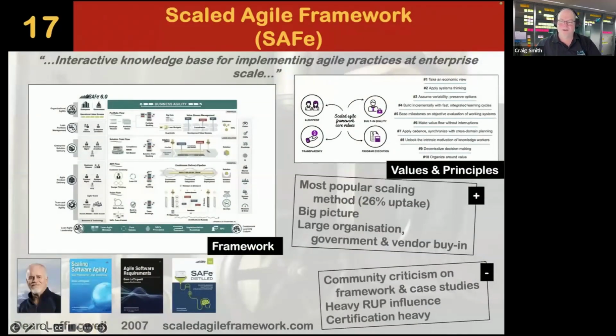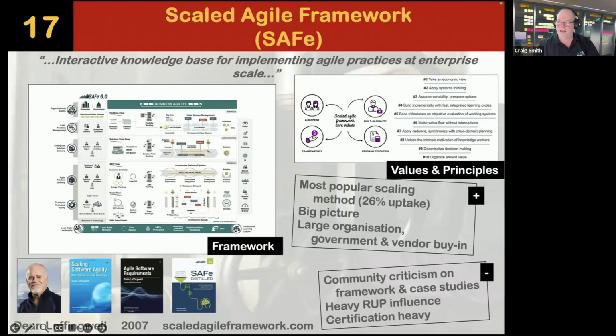It's up to version 6 now in the framework. It originally came from the work of Dean Leffingwell in 2007. He actually wrote about this originally in his book Scaling Software Agility, although interestingly that book was more about software requirements and scaling. He then followed it up with a book called Agile Software Requirements, which was more about scaling than software requirements. Go figure. I have spoken to Dean, and what's interesting about SAFe is it really just started with him documenting some of the things he'd learned on a bunch of his gigs, and now it's turned into this.